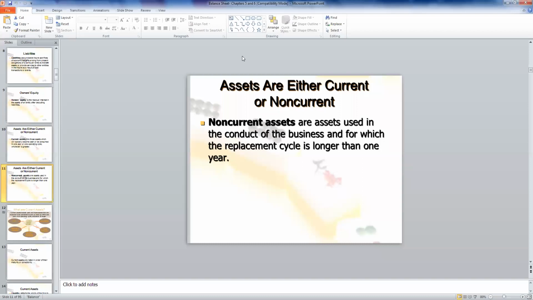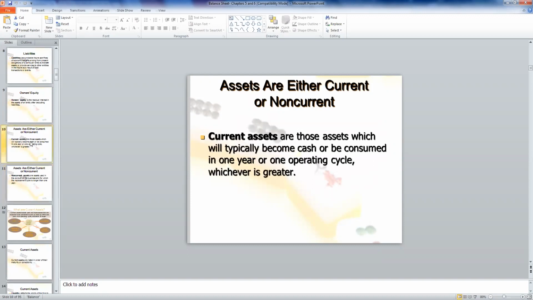So as I mentioned, assets can be either current or non-current. Non-current assets are things that are in the future, ones that we expect will be with the business over a year. Current assets, which is where we're going to begin this discussion, are those assets which typically become cash, or we can convert to cash within the current year, or within 1 year.